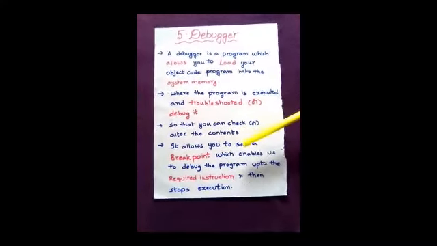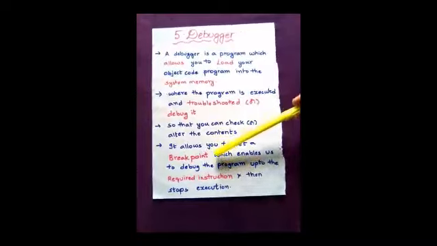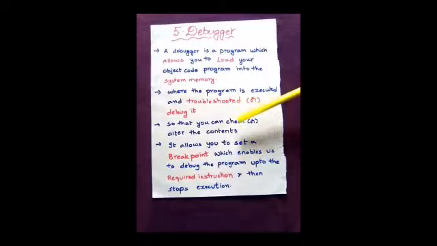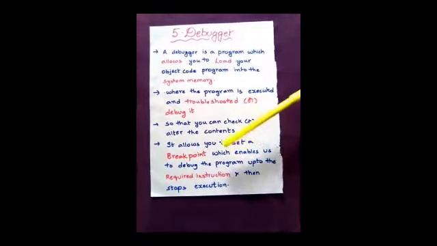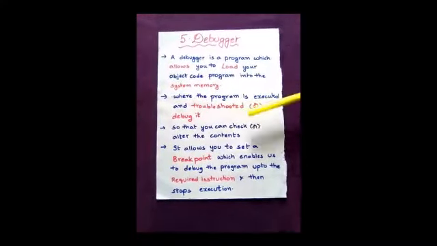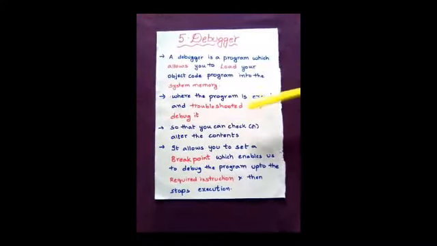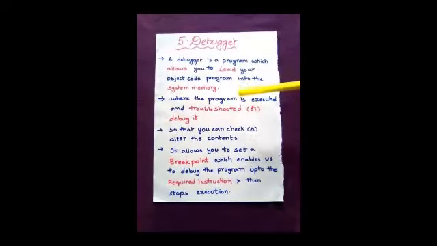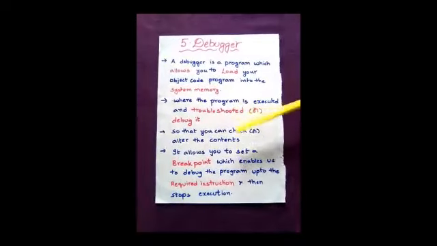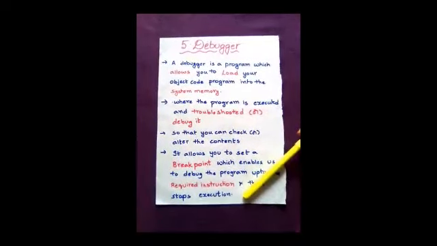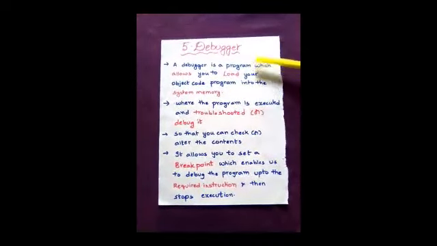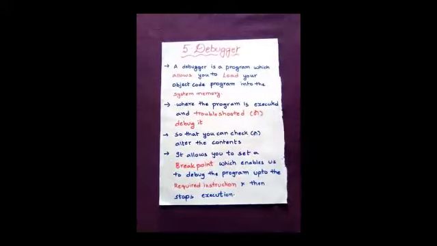So you can check or alter the contents in the program. It allows you to set a breakpoint. What is the purpose of this breakpoint? It enables us to debug the program up to the required instruction. Breakpoint is nothing but a point, or an instruction, up to which we want to execute or up to which we want to find an error. Until that instruction, it enables us to debug the program and then stops execution. So this debugger is important in programming development as it has an extra option of breakpoint.